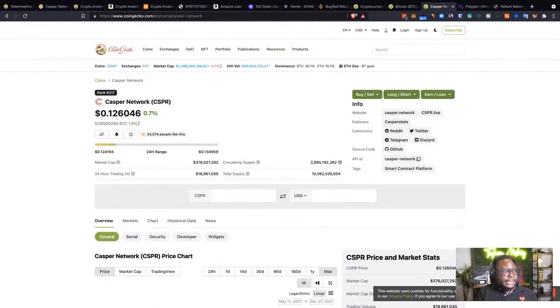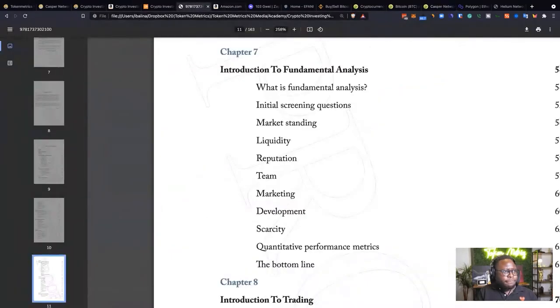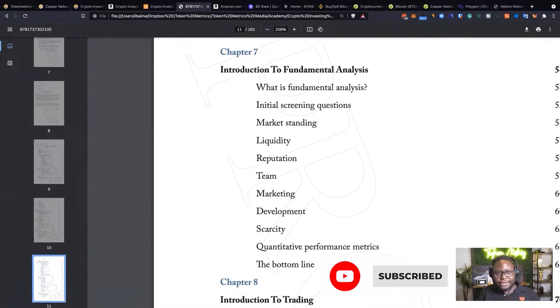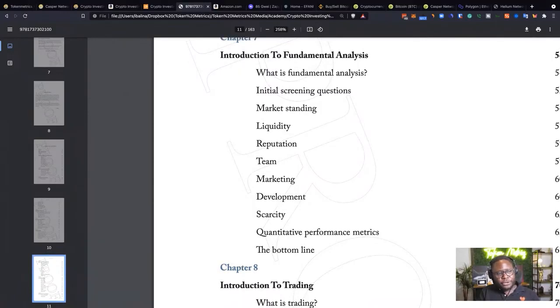Essentially, that's one element of fundamentals, basically tokenomics, right? The initial question I look for is: is this a centralized coin or a decentralized coin? If it's decentralized, that's good. If it's centralized, not good to even get in. Then market standing, liquidity. We covered liquidity. For market standing, we look at the team's background.